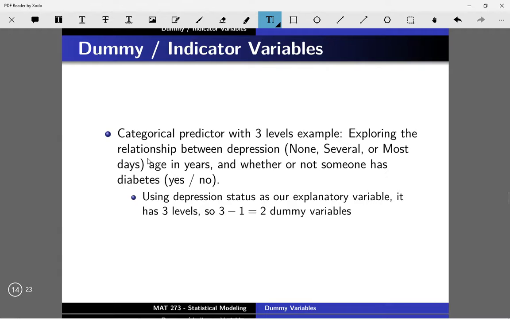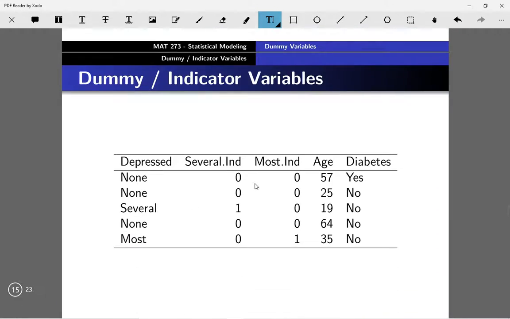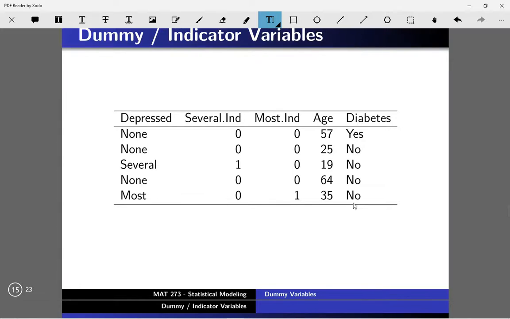We're also going to use the person's age in years, and then we're going to model whether or not someone has diabetes still. So again, like I mentioned before, we have L-1 dummy variables for our categorical predictor, where L is the number of unique levels. So here, 3 unique levels means 2 dummy or indicator variables. Okay, and looking at it again, just to give a better picture about what this means.